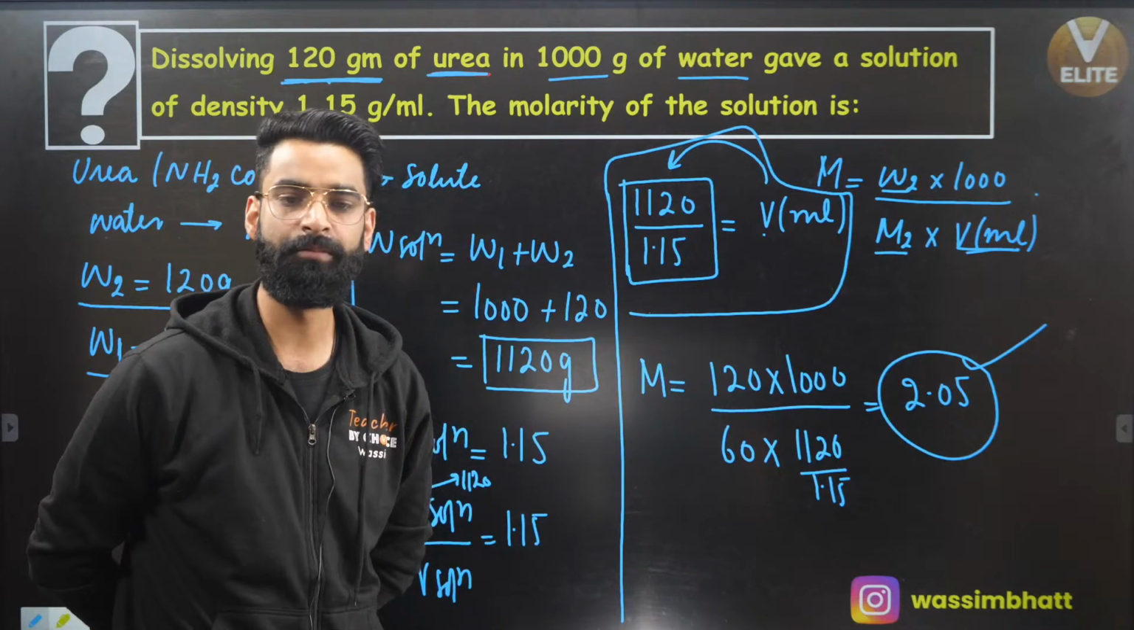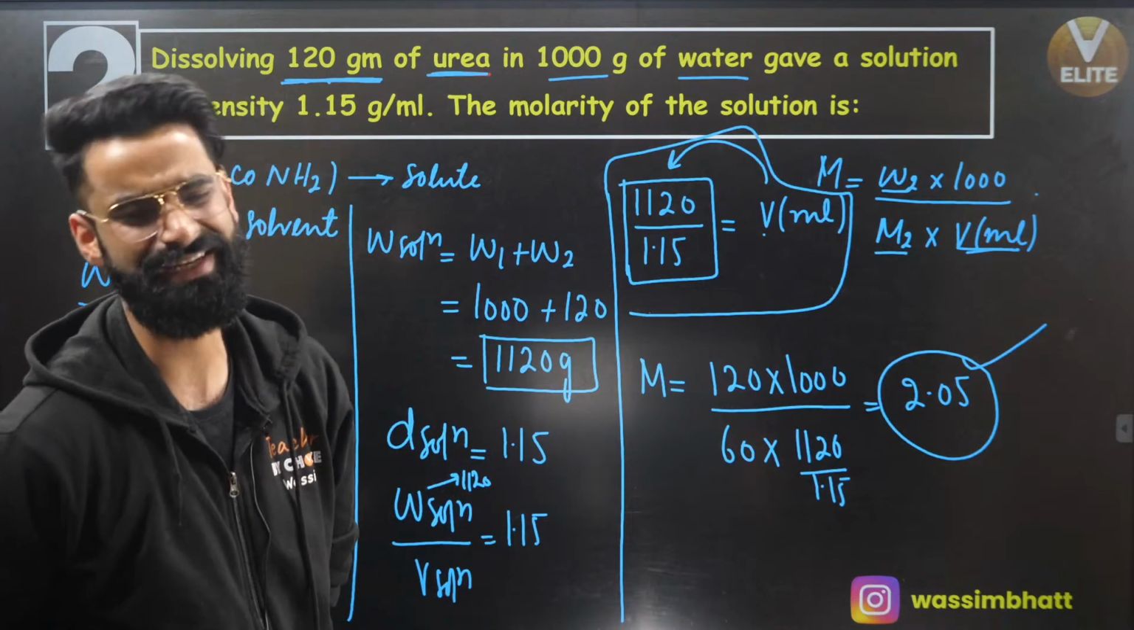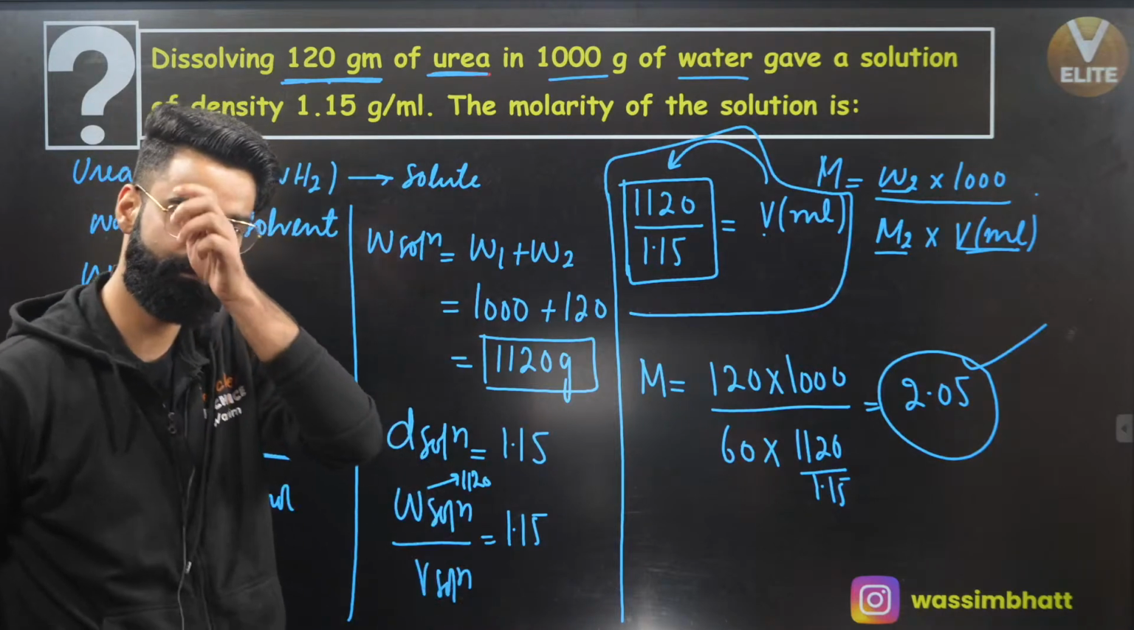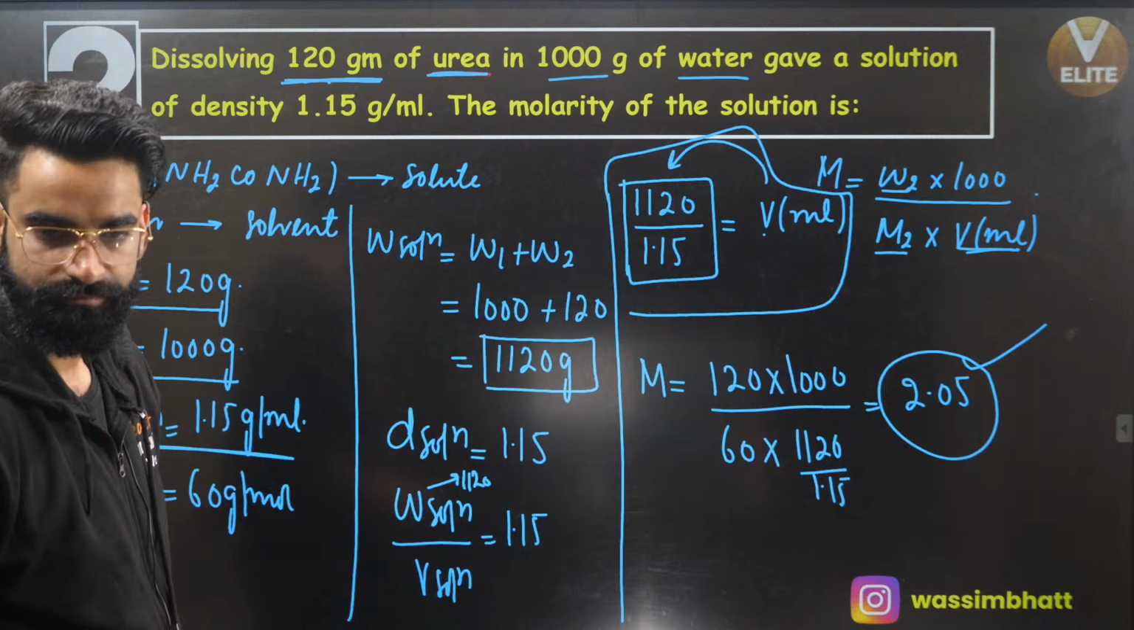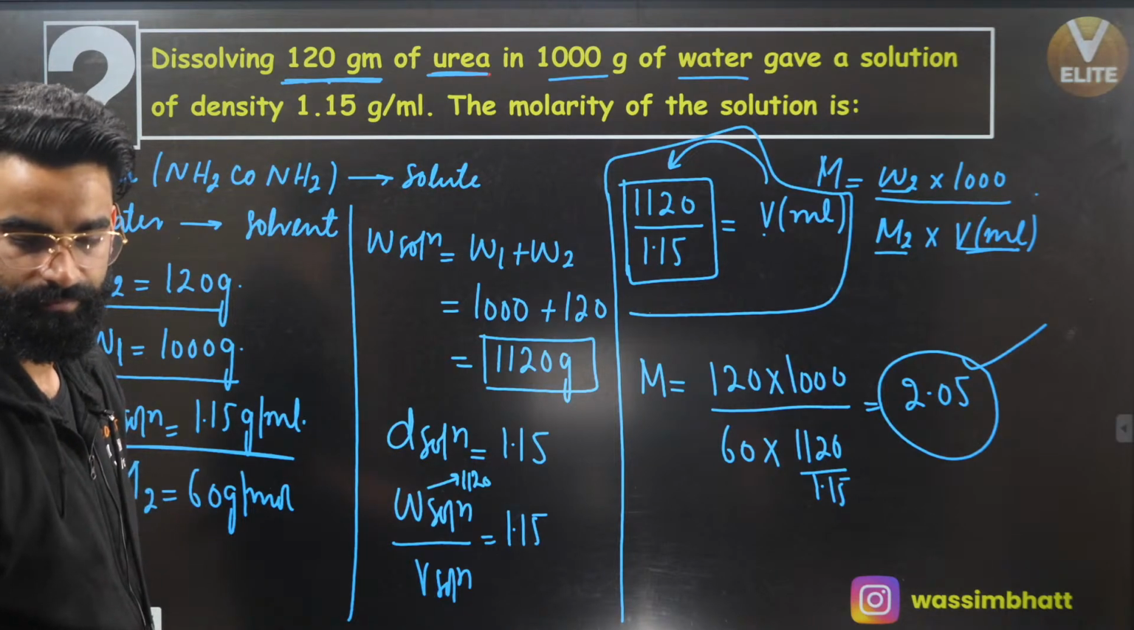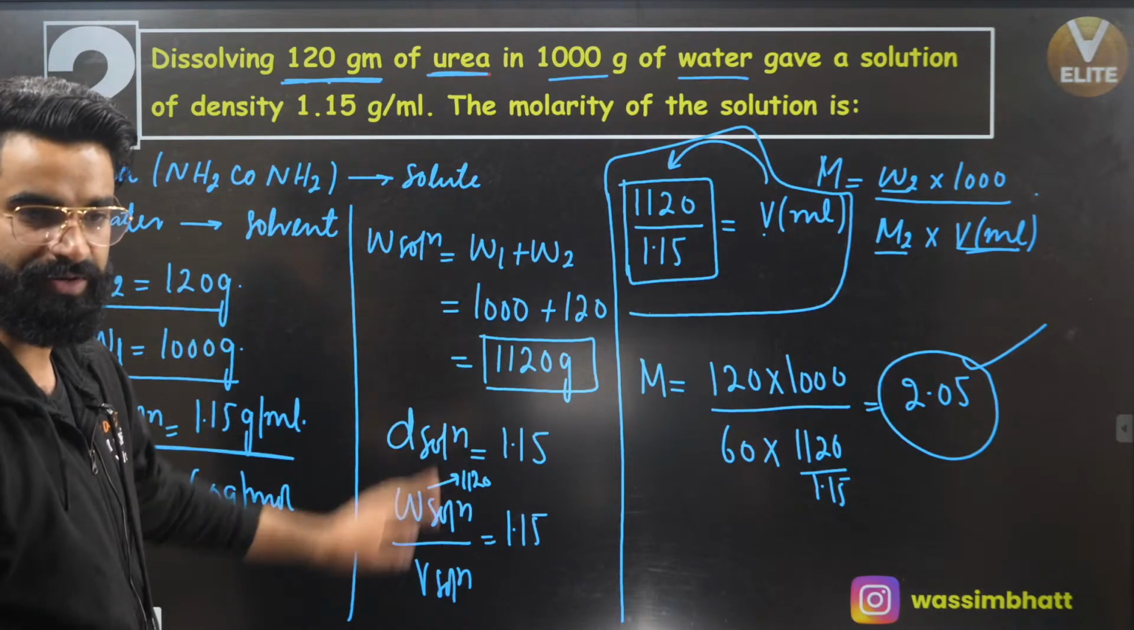Soumya, you have to remember the atomic masses of different elements till atomic number 30. That's enough. I'm sure till here it's clear to everyone. You can let me know in the chat box.